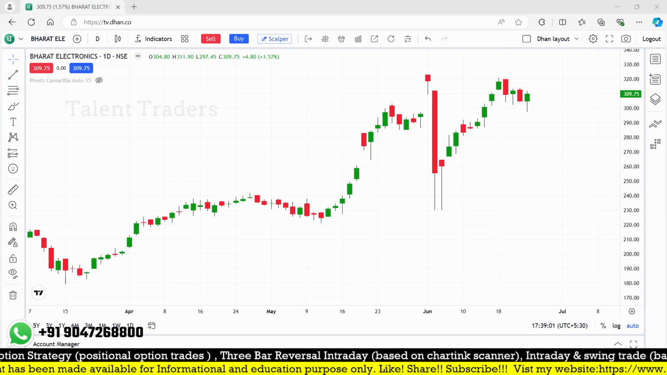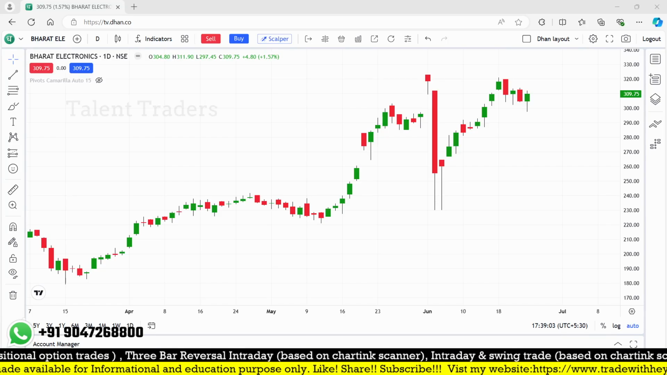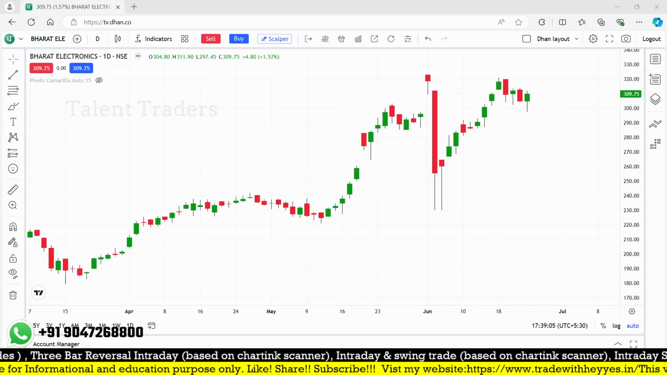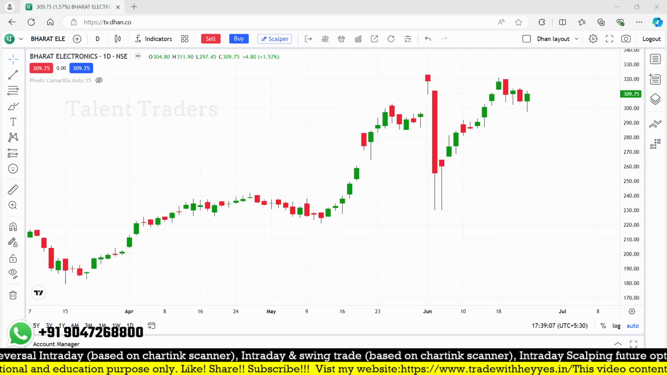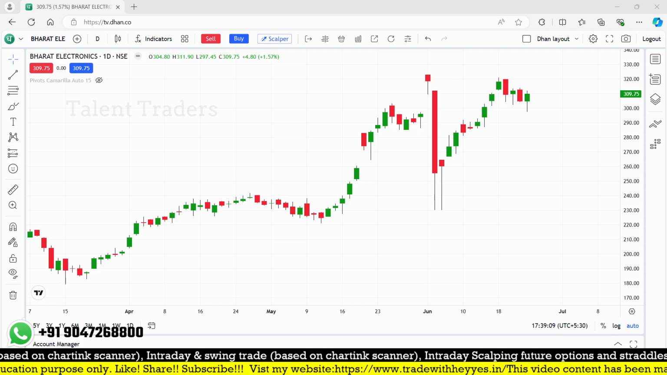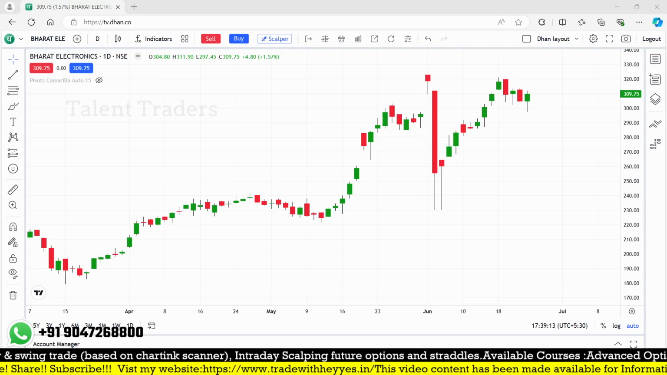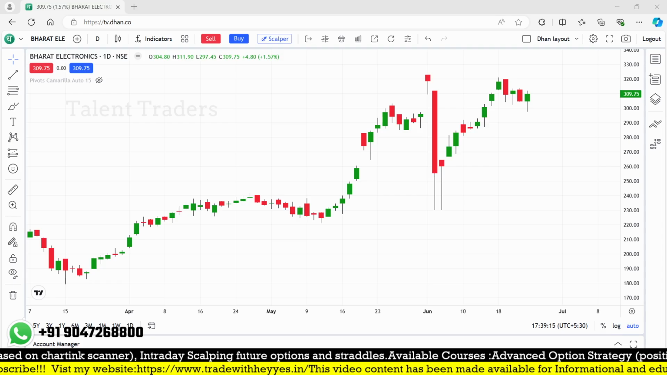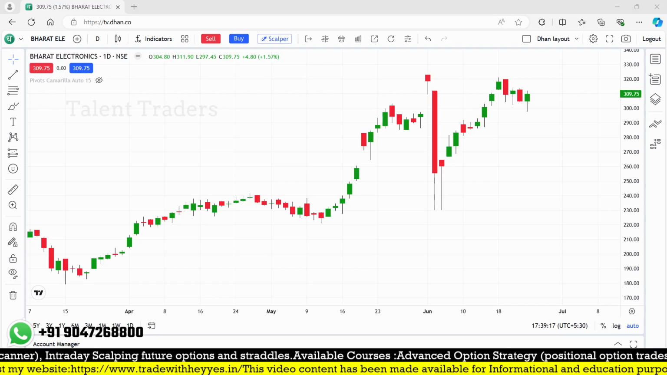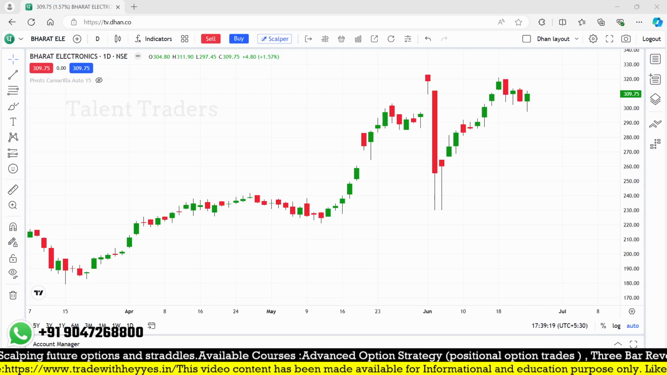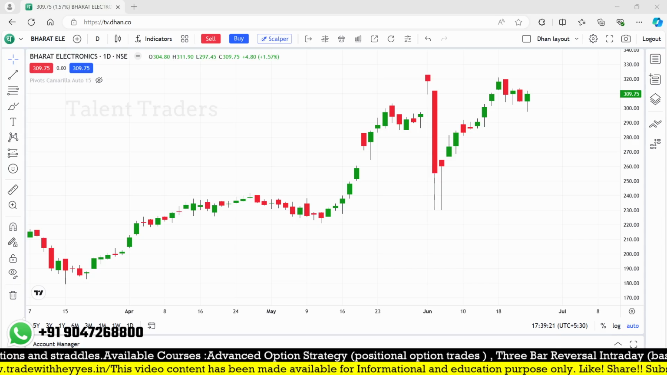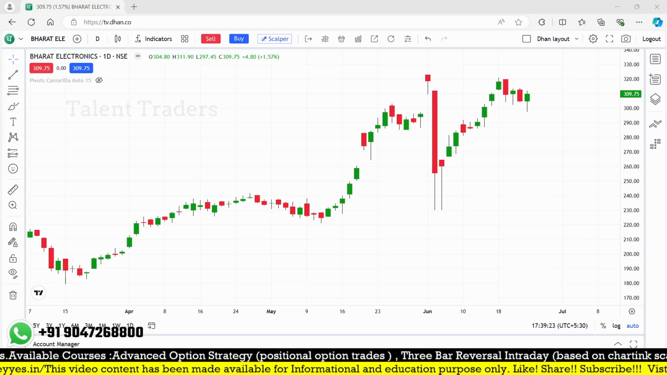So in this video, I'm going to discuss one of my swing trading scanners, which is already available in my premium group. In the last two videos we discussed the SWT swing scanner and one more HA swing scanner. This is also one of the swing scanners available in my premium Telegram group. So here is how it works and how we use it.